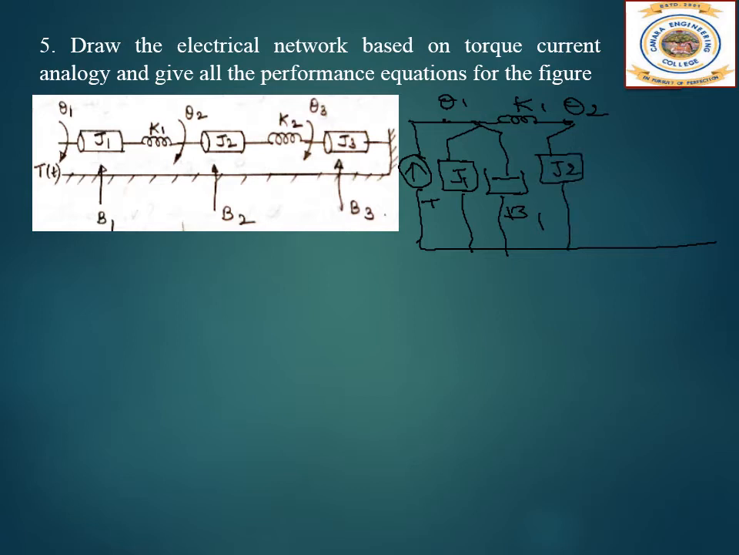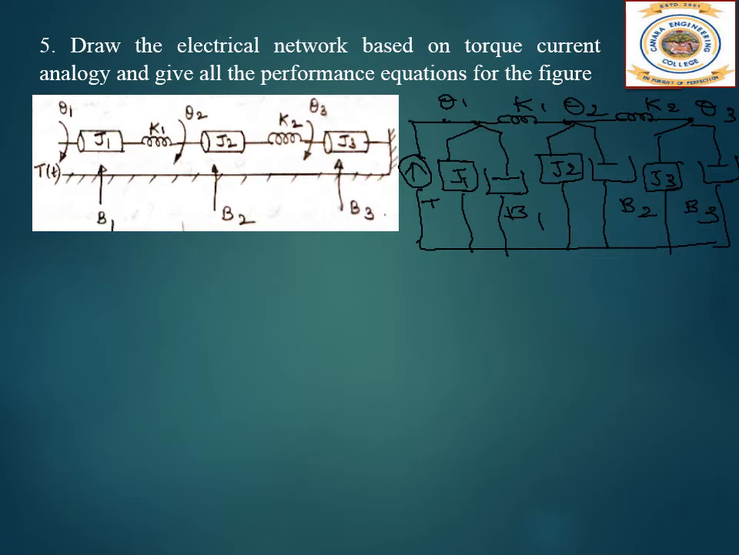So same way we have to write here J2 and this is B2. Between J2 and J3 we have K2. So that also will come over here. This is K2. This is theta 3. So here also we have J3 and B3. So this is J3. This is B3. So now we have written the equivalent mechanical diagram. Now we have to write the equilibrium equations.